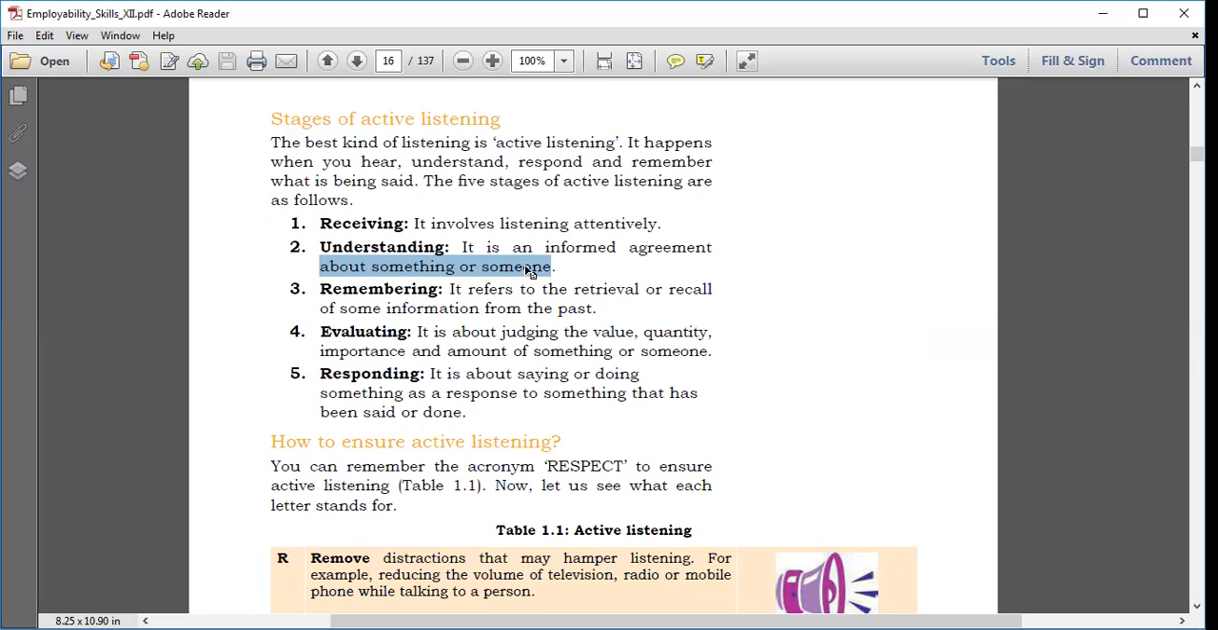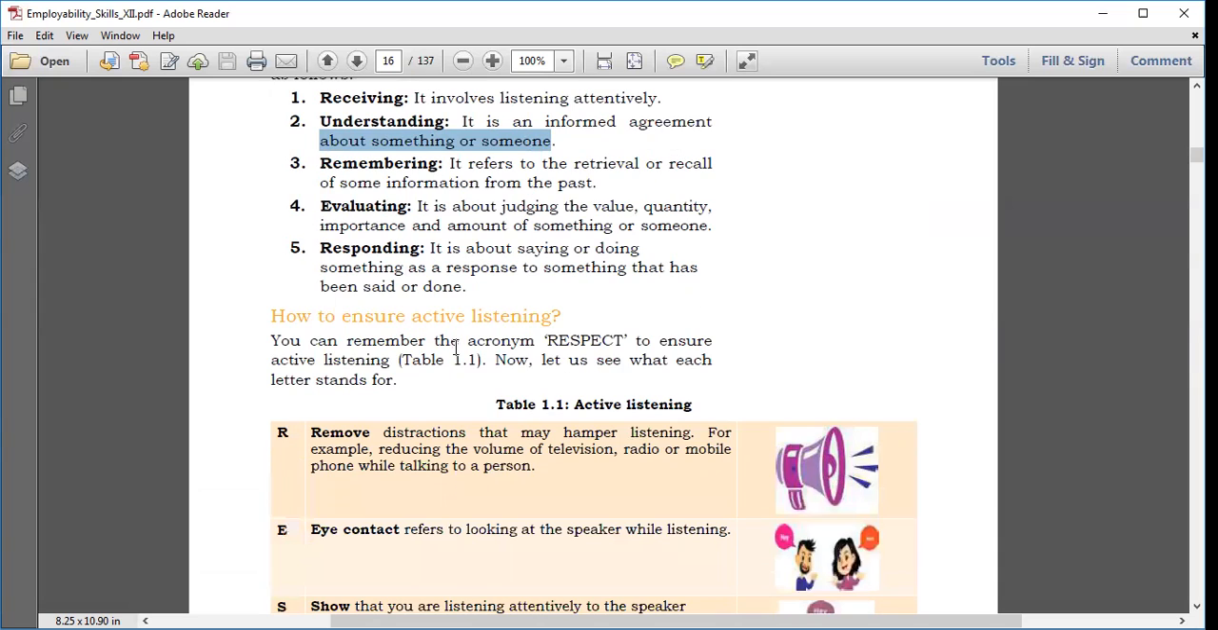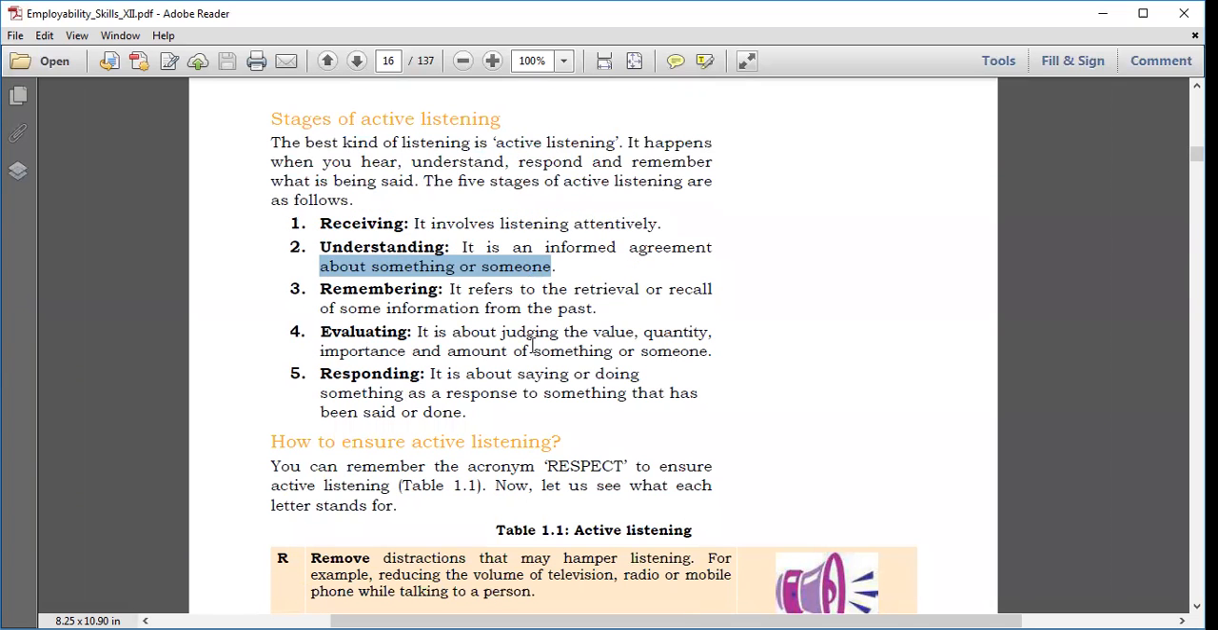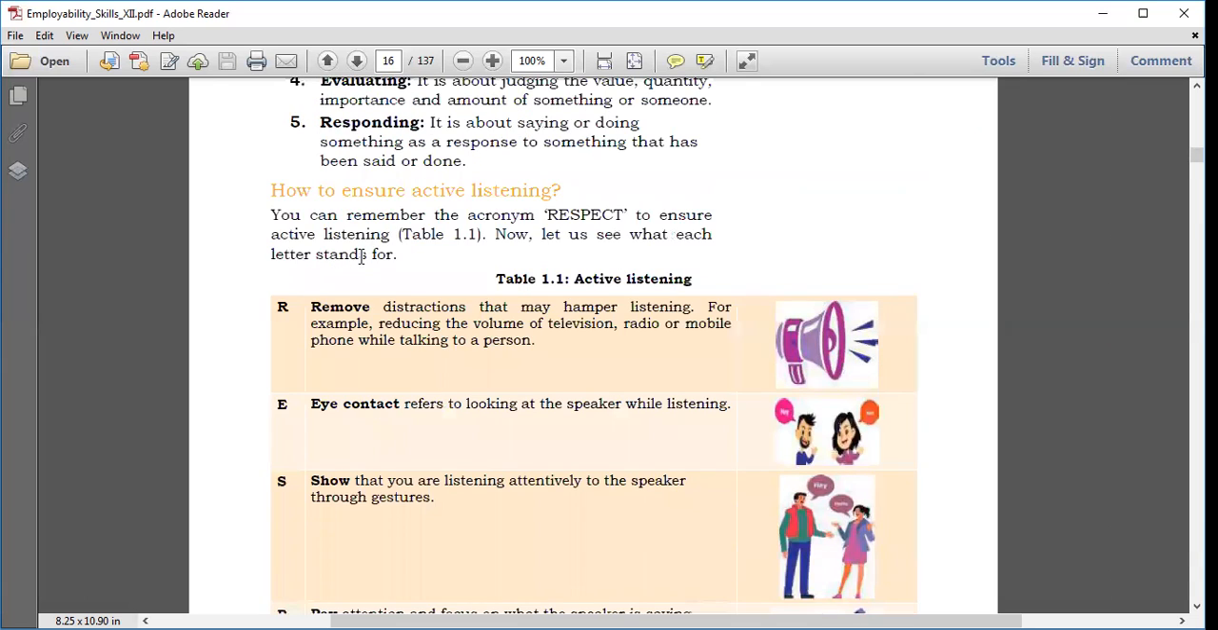Responding is about saying or doing something as a response to someone, right? If you're giving some response to somebody, that is responding. So these are the five stages of active listening. Now, how do we ensure active listening?